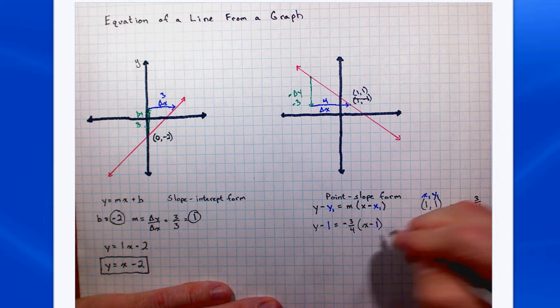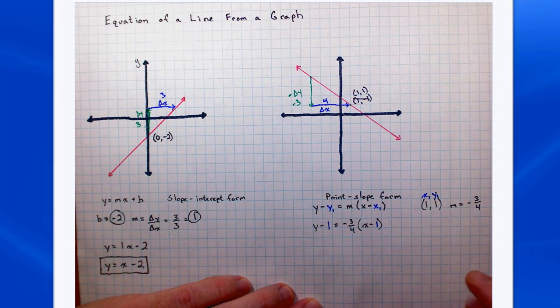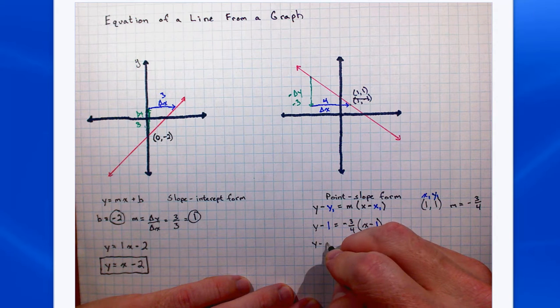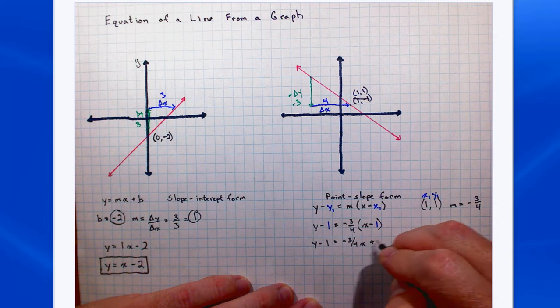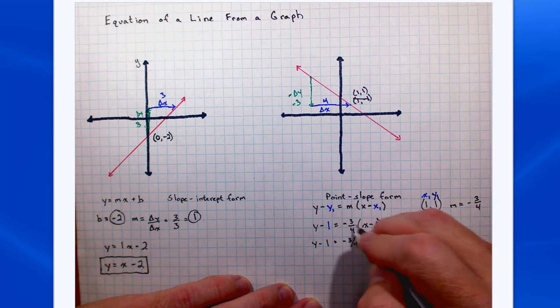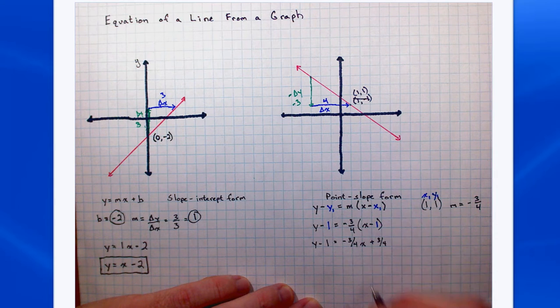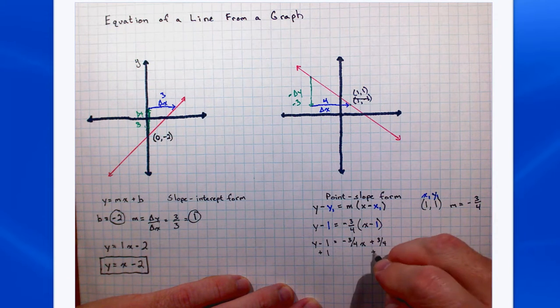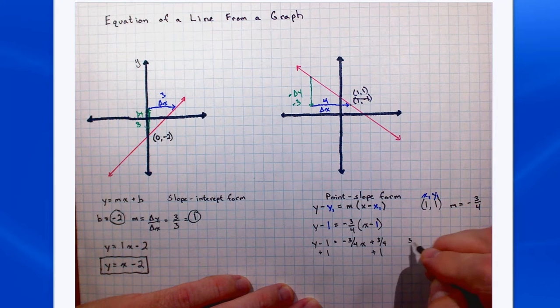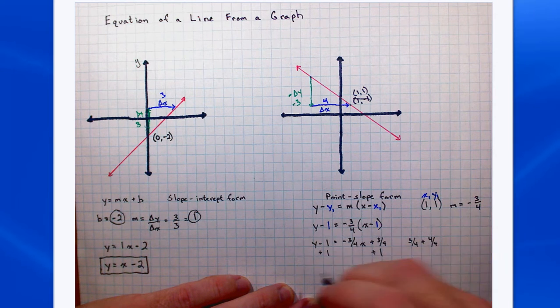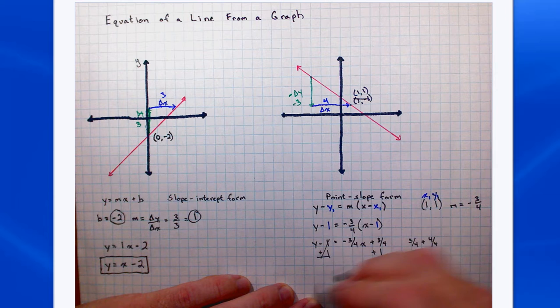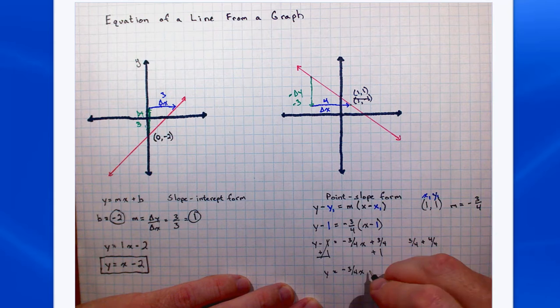Now I solve. So that turns into y minus 1 equals a negative 3/4 x plus 3/4. I distributed my negative 3/4. Add 1 to both sides. So what this turns into is 3/4 plus 4/4. 4/4 is the value of 1. My 1's canceled, so I'm left with y equals a negative 3/4 x plus 7/4.